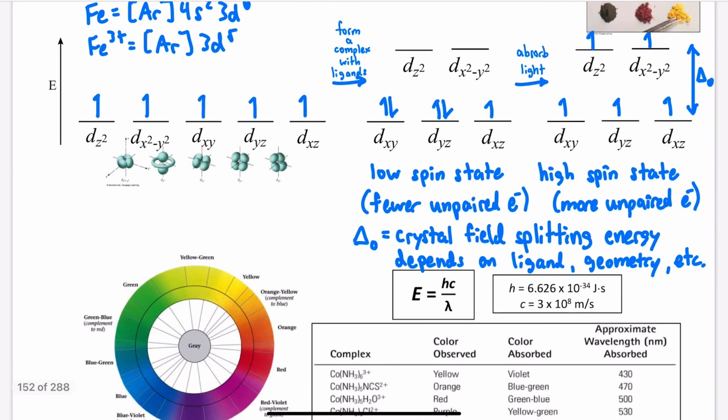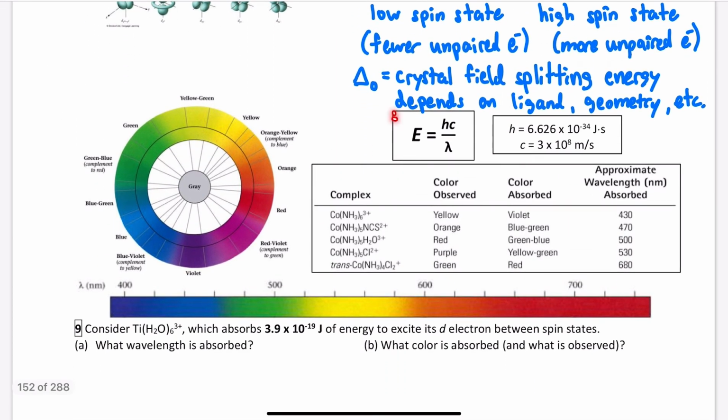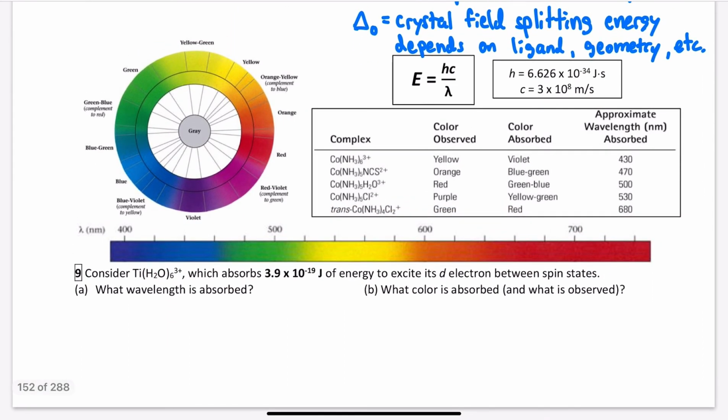So how do we turn an energy into a color? This actually makes us go back to last semester once again and use this equation, which relates energy to wavelength. Wavelength is related to what visible color we see. So let's talk about one example of a titanium complex. There's an octahedral hexaaqua titanium 3 ion, and let's say it takes 3.9 times 10 to the negative 19 joules to excite its d electron between the spin states.